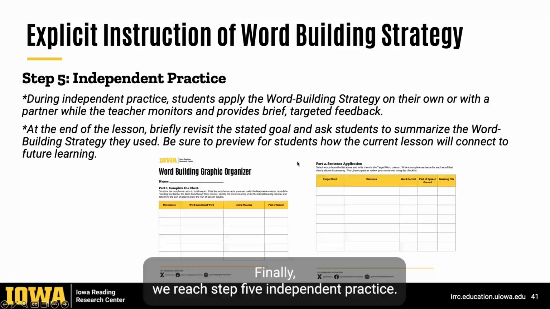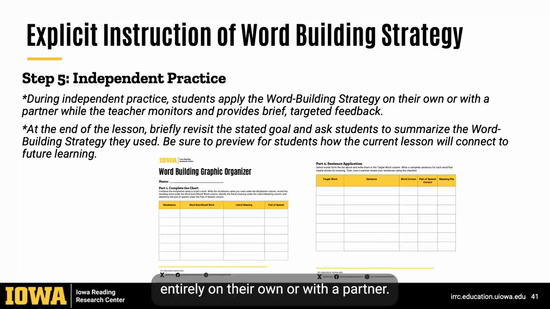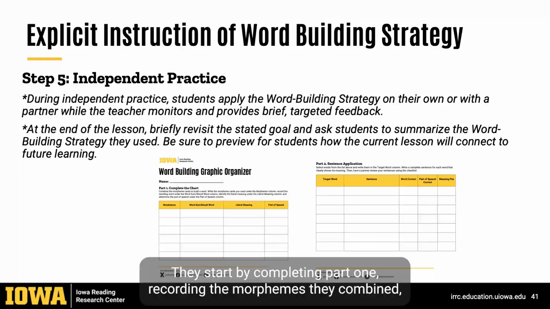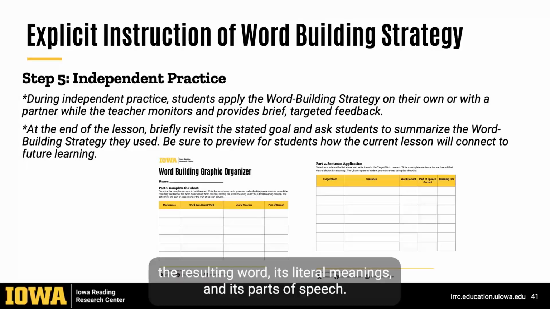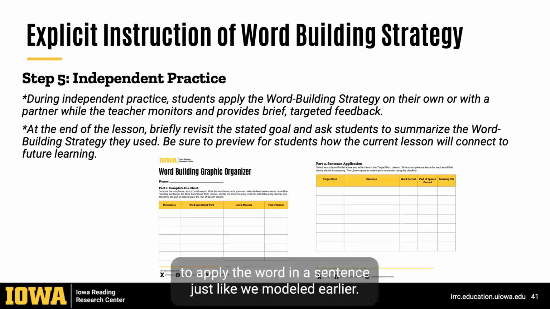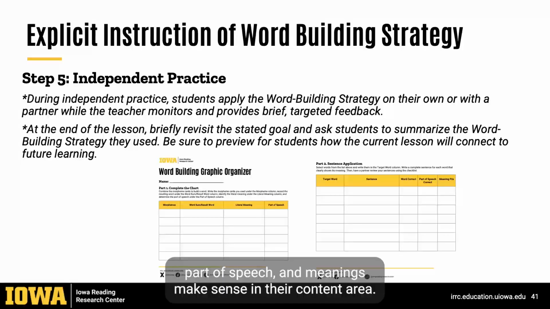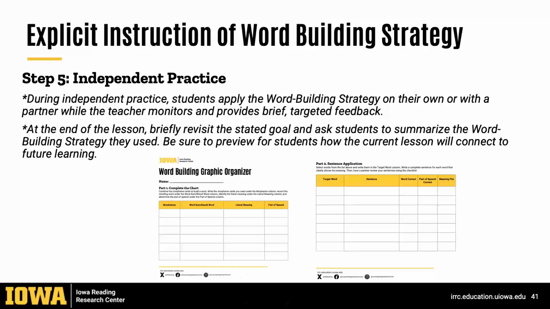Finally, we reach step 5, independent practice. This is where students apply the word-building strategy entirely on their own or with a partner. They start by completing part 1, recording the morphemes they combined, the resulting word, its literal meanings, and its parts of speech. Next, they move to part 2 to apply the word in a sentence. Just like we modeled earlier, students use the sentence checklist to reflect on whether their chosen word, part of speech, and meanings make sense in that content area context.